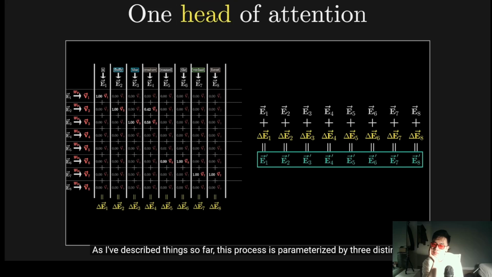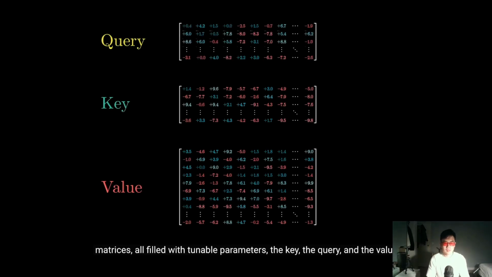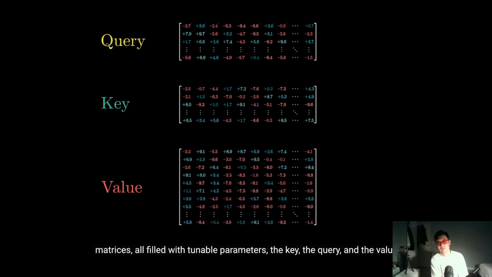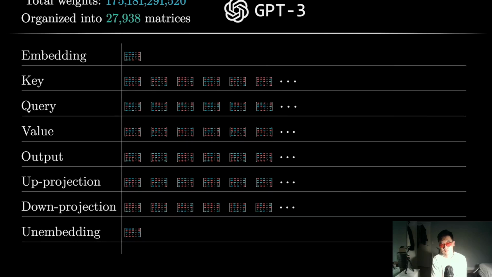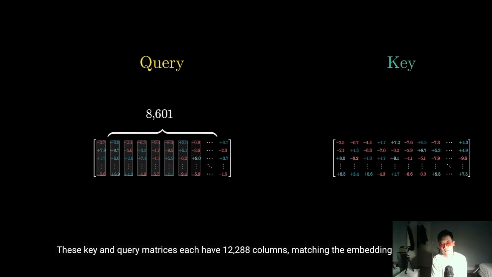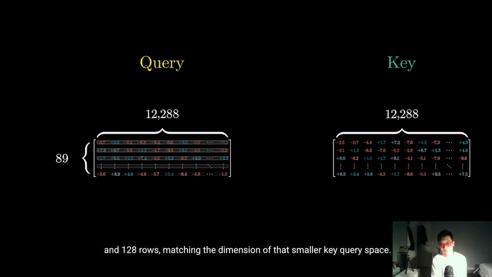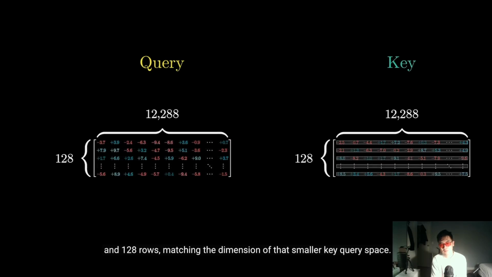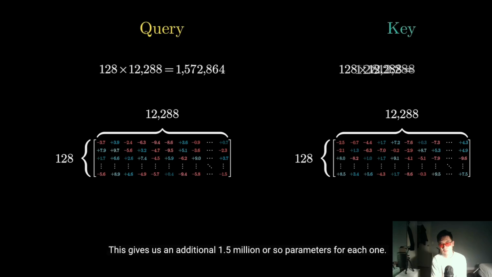As I've described things so far, this process is parameterized by three distinct matrices, all filled with tunable parameters: the key, the query, and the value. I want to take a moment to continue what we started in the last chapter with the scorekeeping, where we count up the total number of model parameters using the numbers from GPT-3. These key and query matrices each have 12,288 columns, matching the embedding dimension, and 128 rows, matching the dimension of that smaller key query space. This gives us an additional 1.5 million or so parameters for each one.